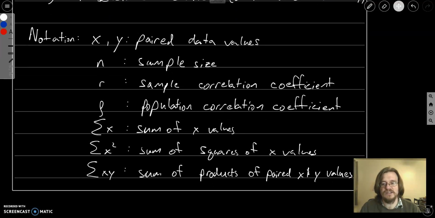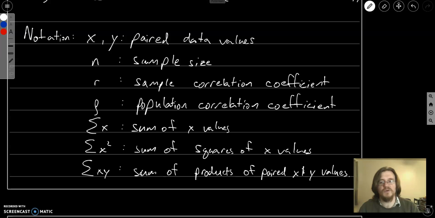So just some notation. Really, the only important ones are these top ones. We'll say that x and y are going to be our paired data values. So x will be one variable and it'll have some values. Y will be some variable and it'll have values, and they are paired. So each x is associated to a y value. N is just going to be our sample size. These are the most important ones.